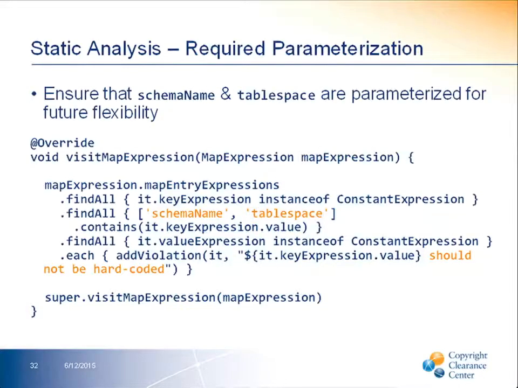Another example is the required parameterization. We said that schema name and table space shouldn't be hard-coded. They should be set by a property. This is a snippet of the CodeNarc rule that uses the visitor pattern and looks through map entries in that DSL. Any time the key of a map entry is schema name or table space, make sure the corresponding value is not a constant expression, and if it is, you add a violation. You can look through this code in more detail; the slides are up on the site.